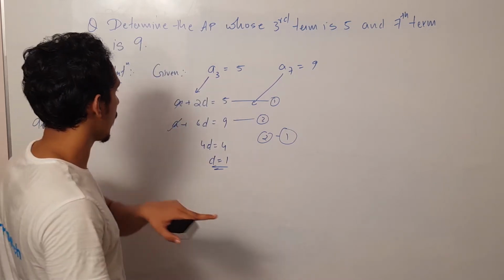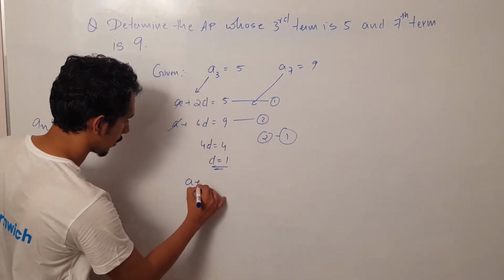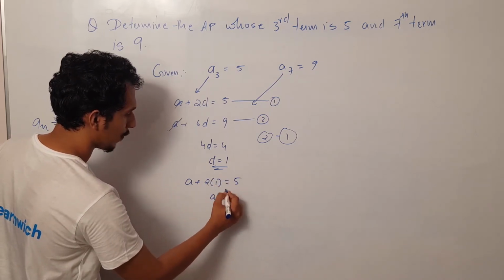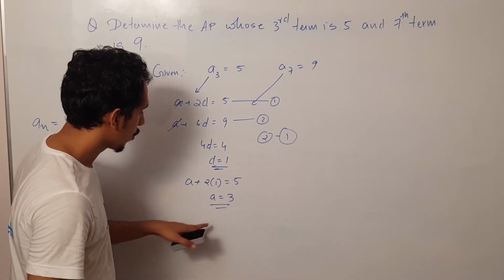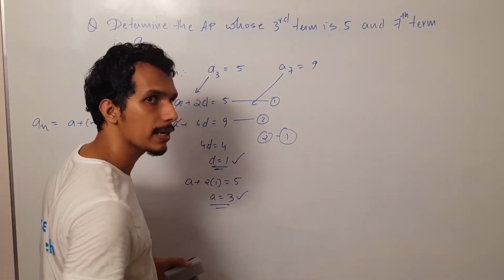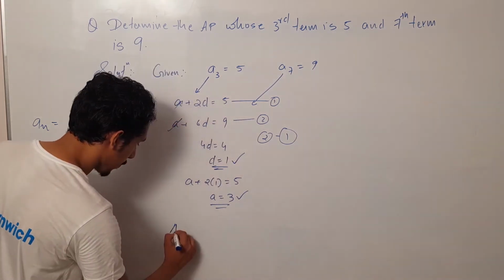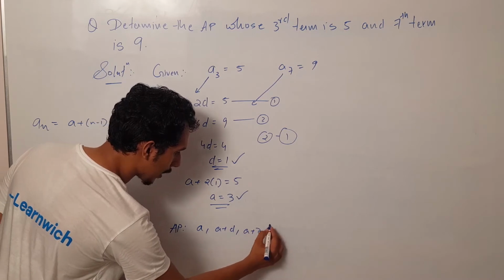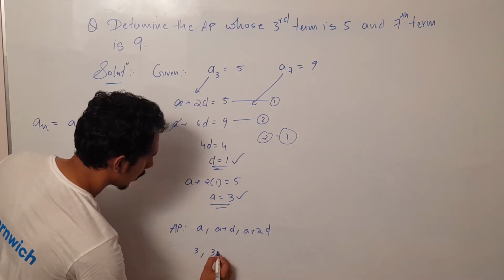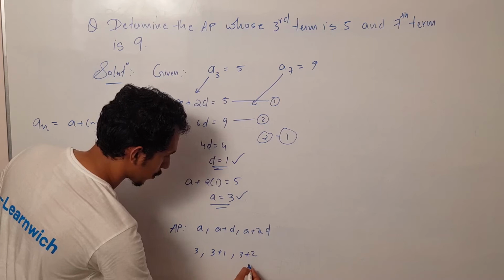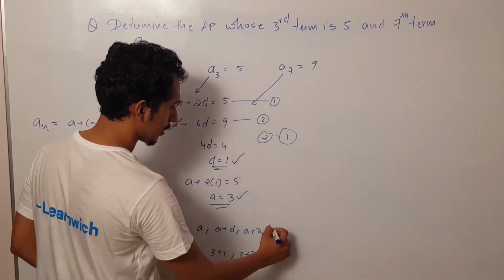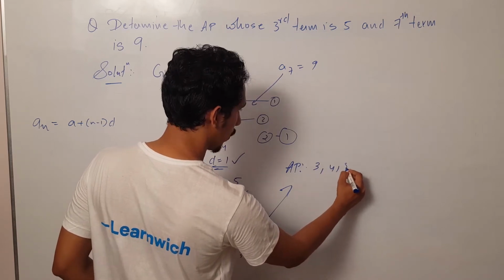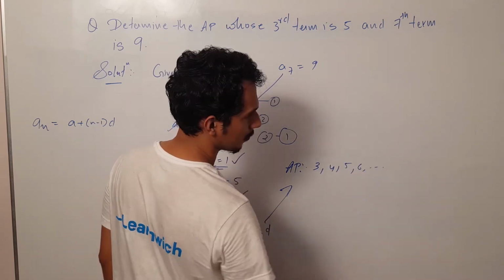Okay, so if d is 1, put the value here. A plus 2 into 1 is 5. So A is equal to 5 minus 2, the value is 3. So now you have A, now you have d. Can you find the AP? Yes, you can find the AP. The AP will be A, A plus d, A plus 2d, etc. So this will be 3, 3 plus 1, 3 plus 2. So your AP will be, what is your AP? 3, 4, 5, 6, etc.